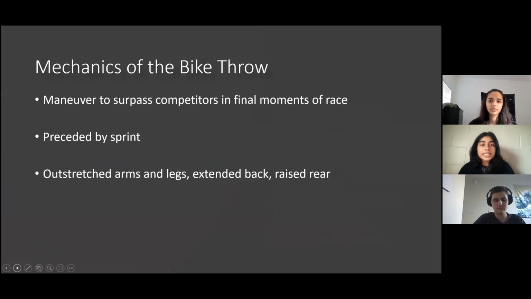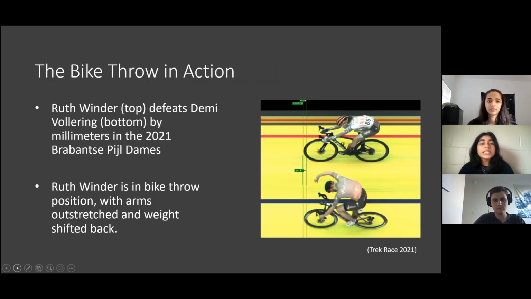Bike throw is utilized in the final moments of a race, just after a biker sprints. Bicyclists immediately stop pedaling as they shift their weight back and extend their arms to throw or push the bike forward, allowing them to gain additional distance. Next slide. Here we can see the technique used by Winder to defeat her opponent just this year. Next slide.